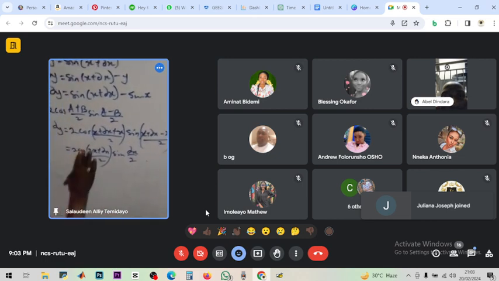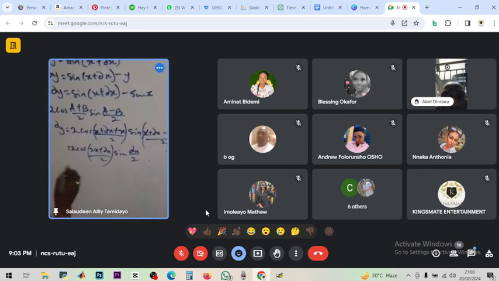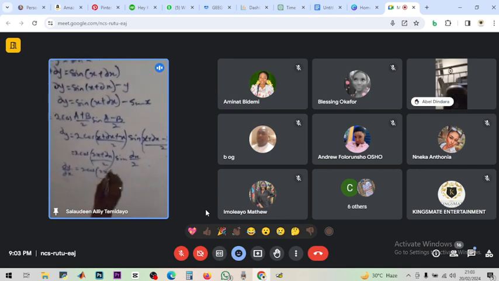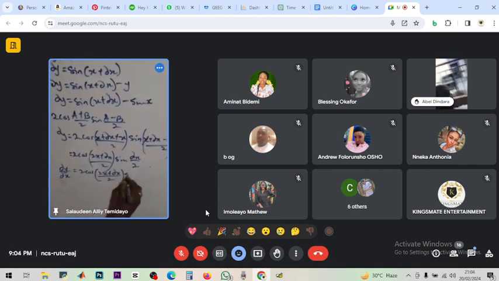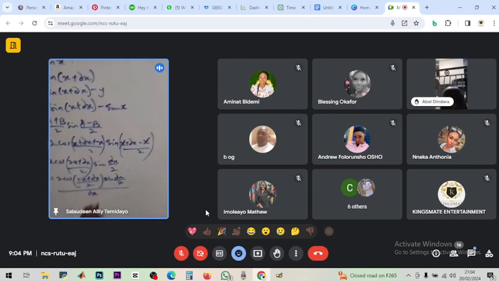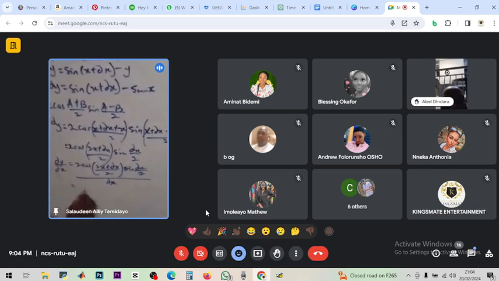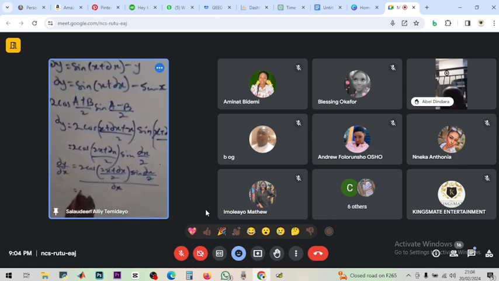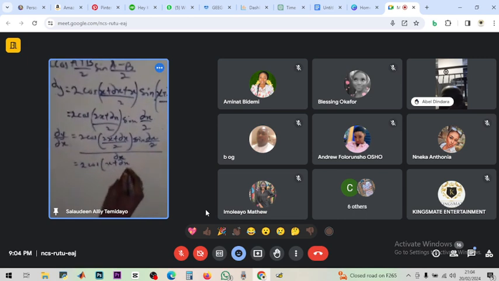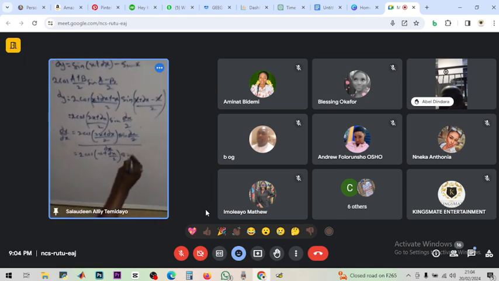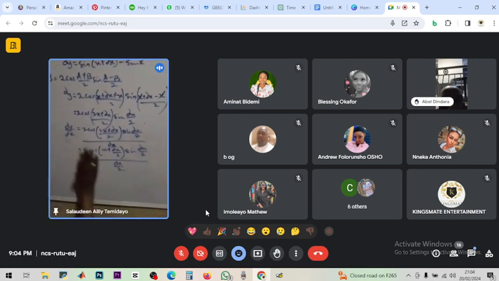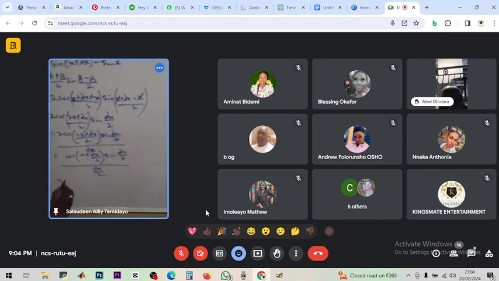Here now I'm dividing both sides by dx. So dy/dx equals 2 cos(x + dx/2) sin(dx/2), all divided by dx, since I'm dividing both sides by dx. Now the 2 cancels the 2 here, so I have cos(x + dx/2) sin(dx/2) all over dx/2.